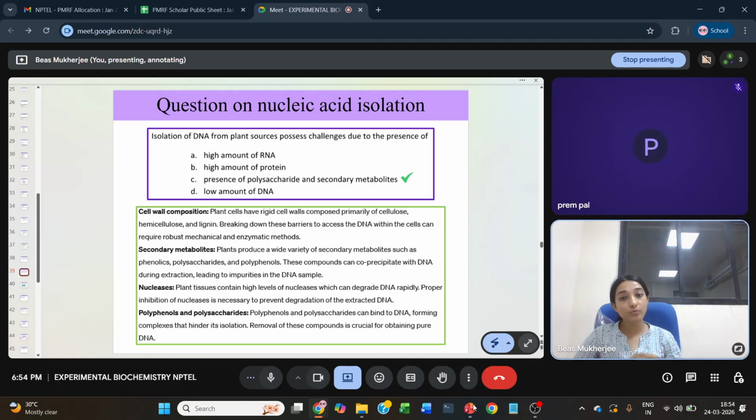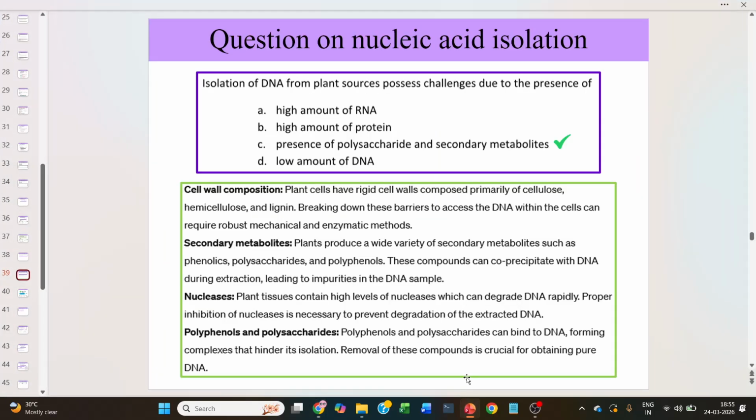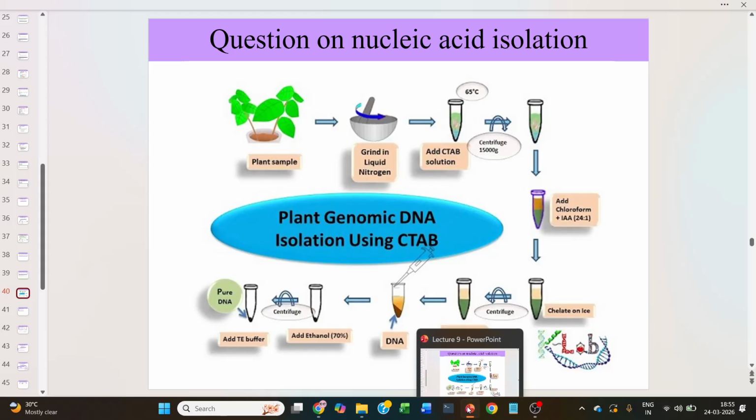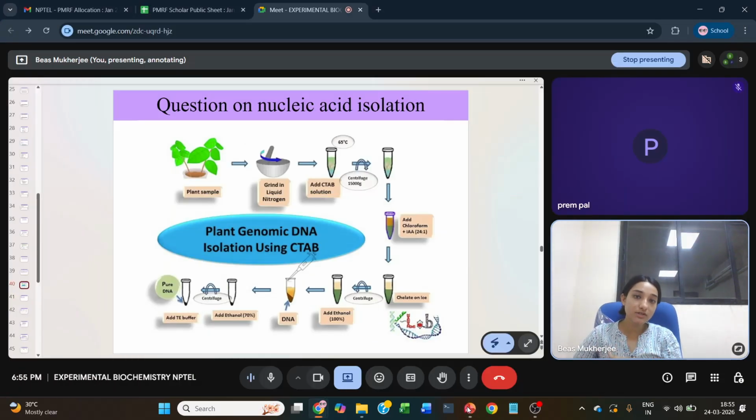These compounds can co-precipitate with DNA during extraction, leading to impurities in the DNA sample. Then nucleases. Plant tissues contain high levels of nucleases which degrade the DNA rapidly. Proper inhibition is very important. And polyphenols and polysaccharides form complexes and make DNA purification difficult. So you need to remove all of them, and that is why you have this full CTAB extraction process where all of this is removed.